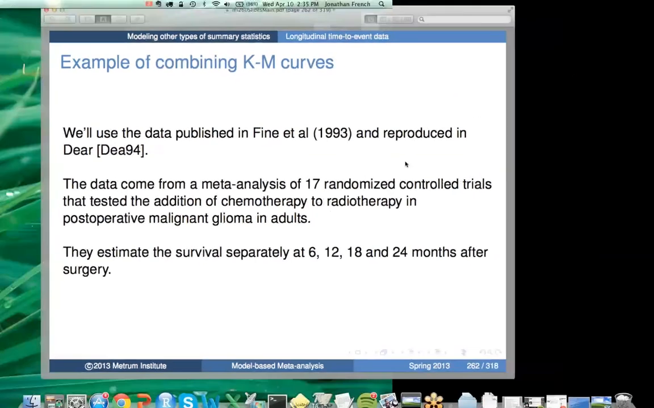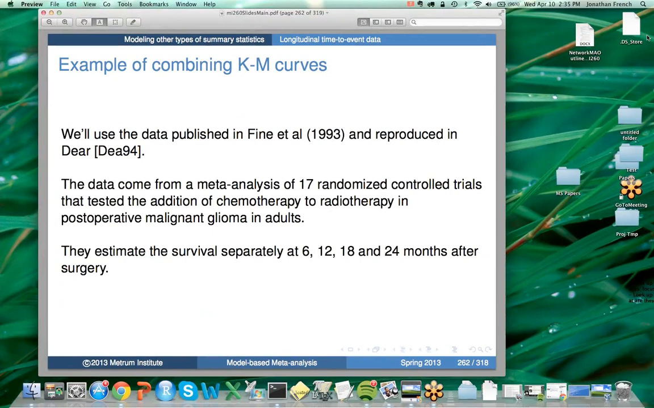So why don't I stop there and see if there are any questions before we move into the example. Okay, doesn't look like we have any questions.